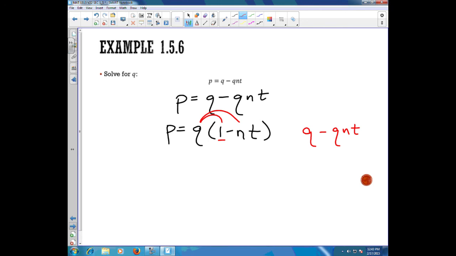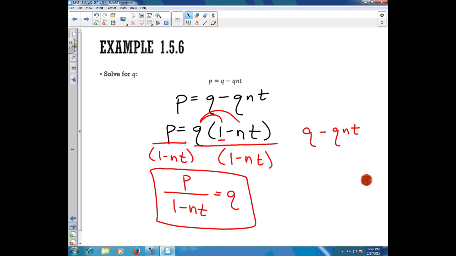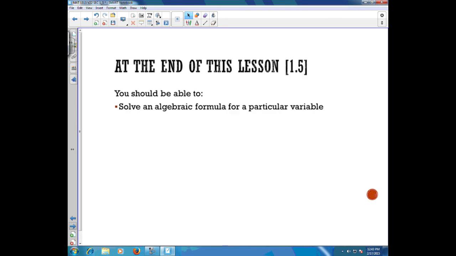But now that we have factored q out, we have q all by itself. We can then divide by what's not q, which is 1 minus nt. And so what we get is q is equal to p divided by 1 minus nt. So make sure to remember the 1 whenever you factor a variable out. So at the end of this lesson, you should be able to solve an algebraic formula for any particular variable in the formula.